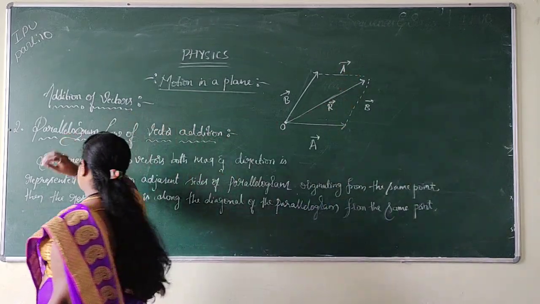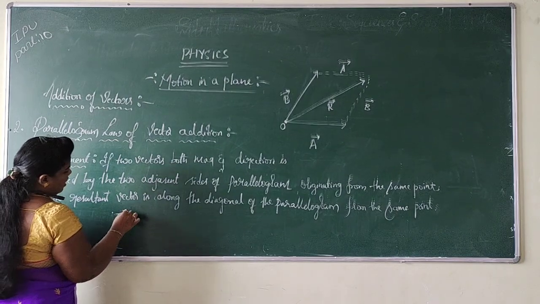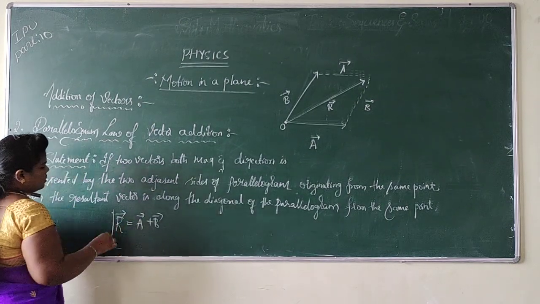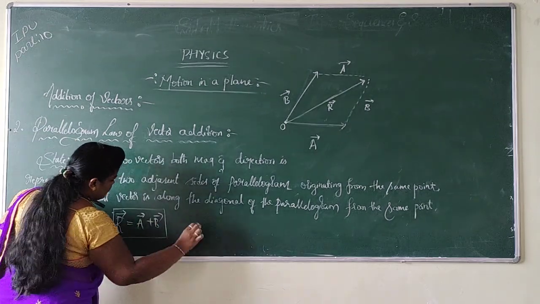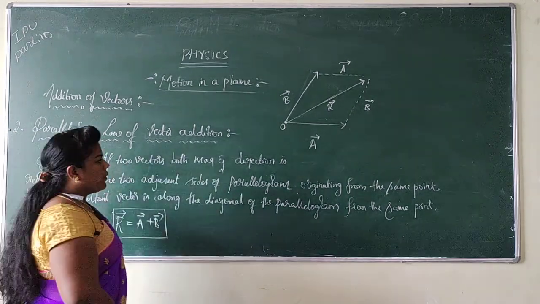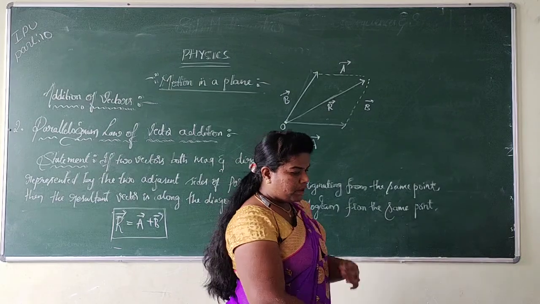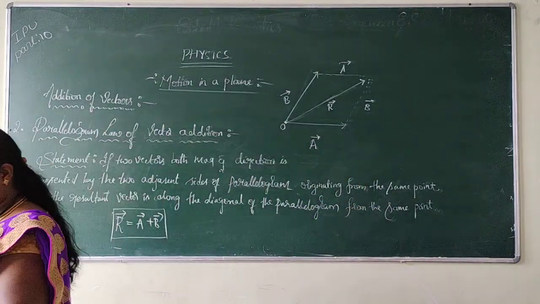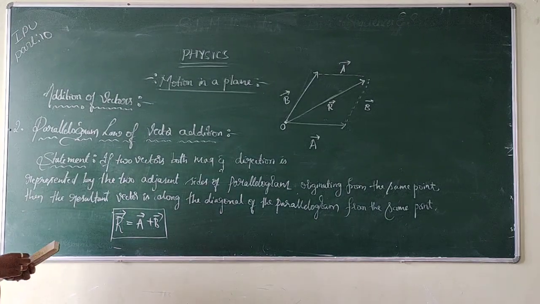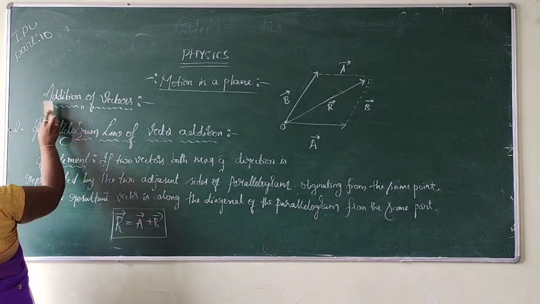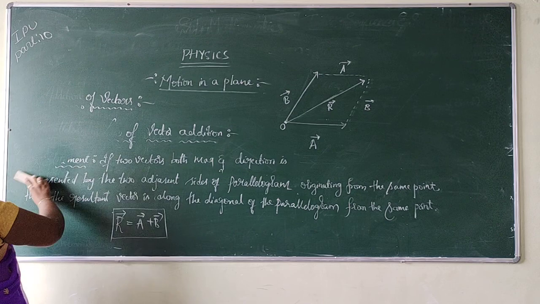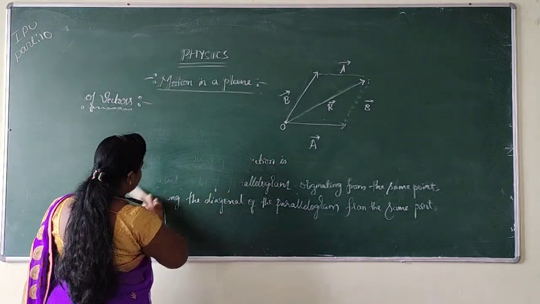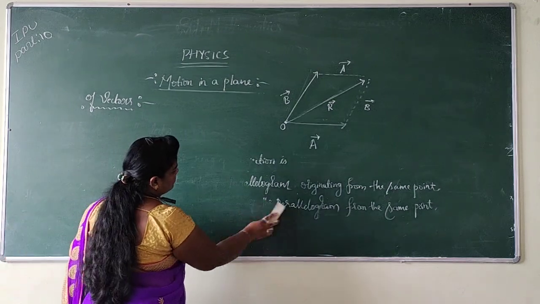So my dear students, the resultant vector R is equal to vector A plus vector B. So finally we represented here that vector R can be written as vector A plus vector B. This is about the parallelogram law of vector addition. So we just discussed the two different methods of addition of vectors. Then let us see the subtraction of vector.